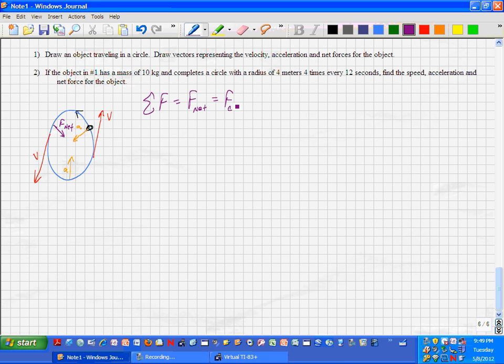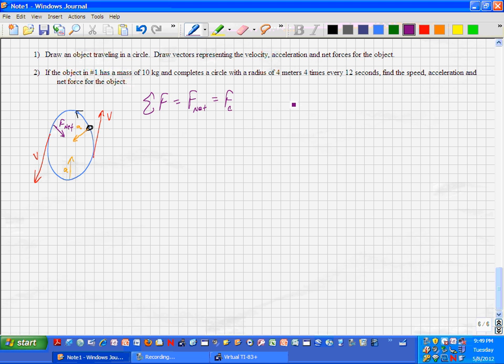circle. Second part of this question is, if the object in number 1 has a mass of 10 kilograms and completes a circle with a radius of 4 meters 4 times every 12 seconds, we want to find the speed, acceleration, and net force on the object. In other words, the centripetal force on the object. So let's start out with the speed.